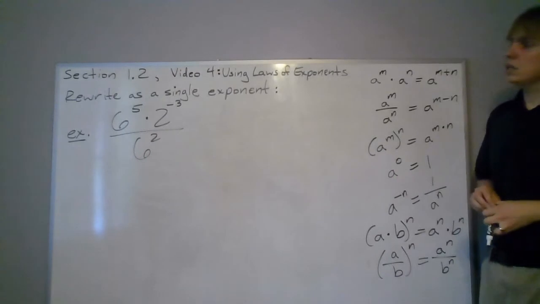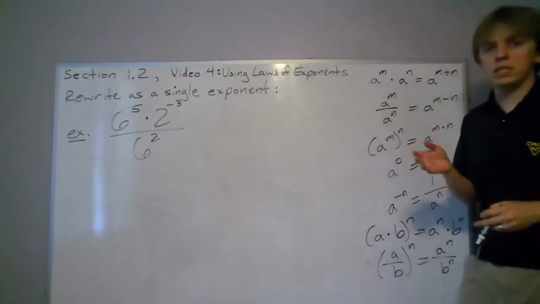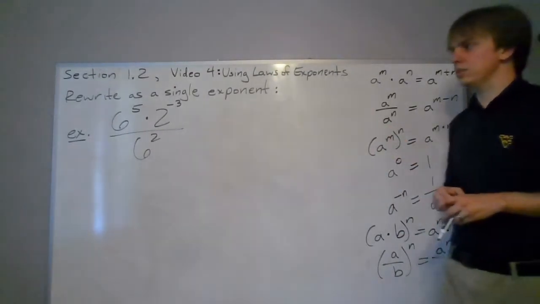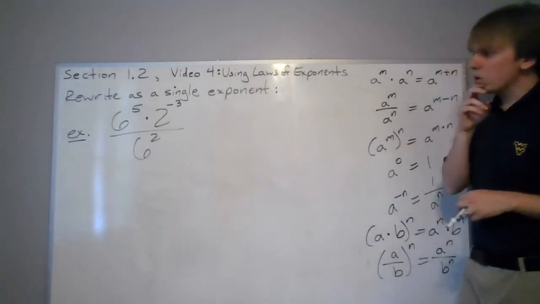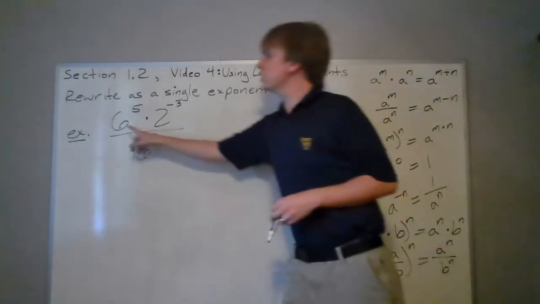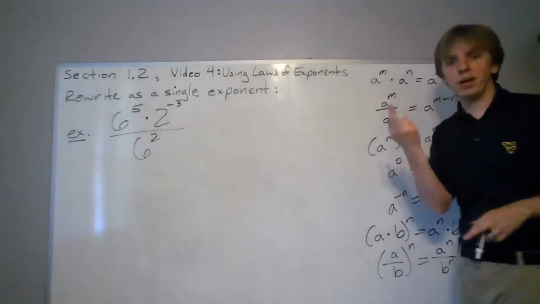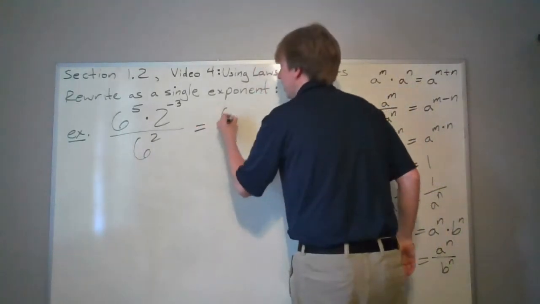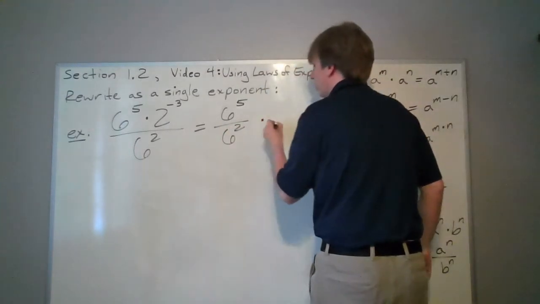Okay, this is another complicated one. This is actually a little bit trickier than the other one. The other one had at least a hint. Everything's a power of 2. That's not the case here. We have 6's and 2's. 6 is not a power of 2. So what I think I'm going to do is maybe put the 6's together and cross my fingers and hope something magical happens. Okay, so let's rewrite this as 6 to the 5 divided by 6 squared multiplied by 2 to the minus 3.